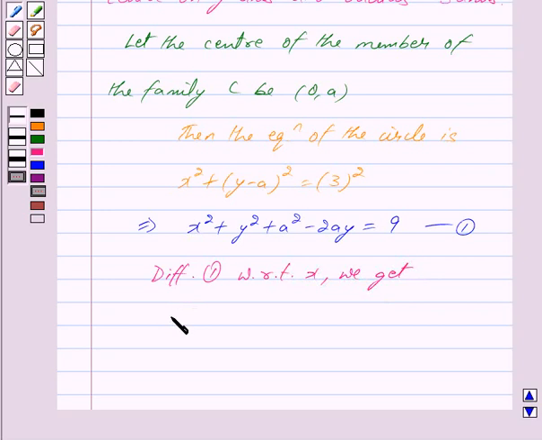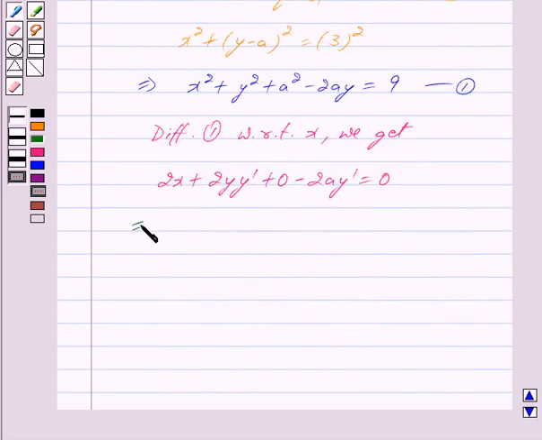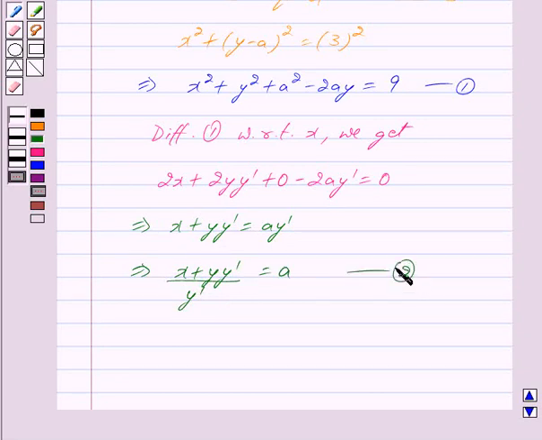Differentiating x square gives 2x, plus differentiating y square gives 2y into y dash, differentiating a square gives 0, so we have plus 0 minus, differentiating 2ay gives 2a y dash, is equal to, now differentiating 9 gives 0. Now we can write this as x plus y into y dash is equal to a into y dash, and this further implies (x plus y y dash) upon y dash is equal to a. We mark this as equation 2.